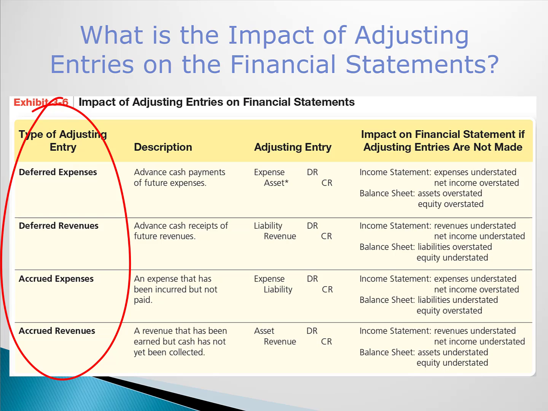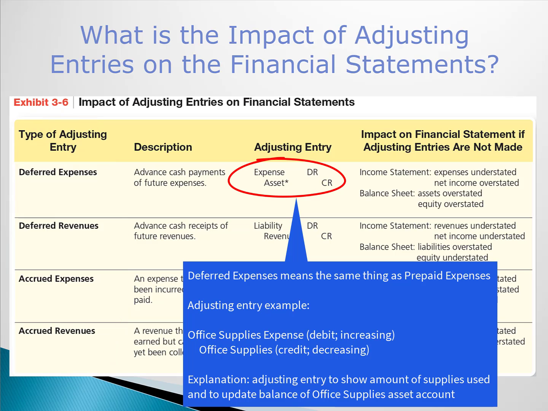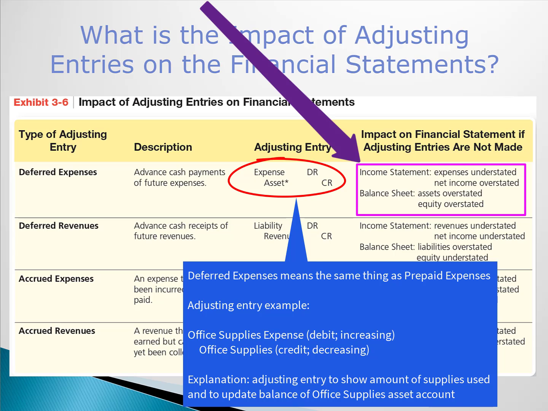The first one, deferred expenses, is just a fancy way of saying prepaid expenses. These are advance cash payments of future expenses. The examples are prepaid rent, prepaid insurance, and office supplies. For the adjusting entry, you would increase an expense with a debit, such as office supplies expense, and then you would decrease the office supply asset with a credit. If you forget to do that, on the income statement, expenses will be understated, which means they're too low, which would mean net income is too high, overstated. And on the balance sheet, assets would be overstated because you forgot to lower the office supply asset account.